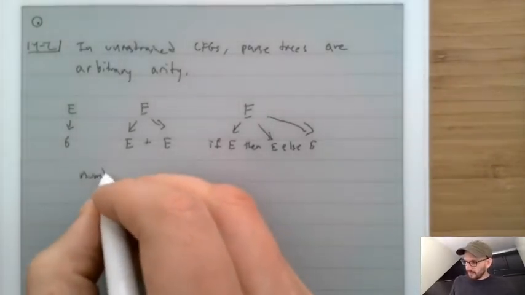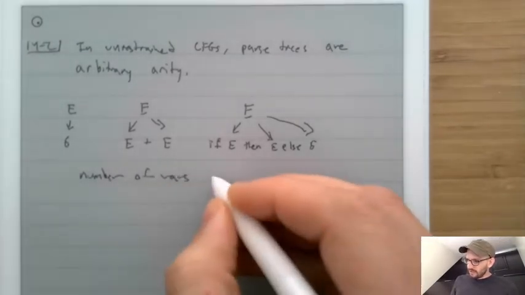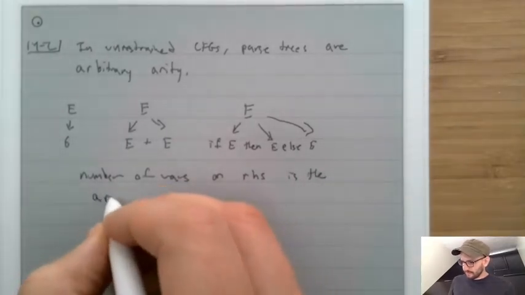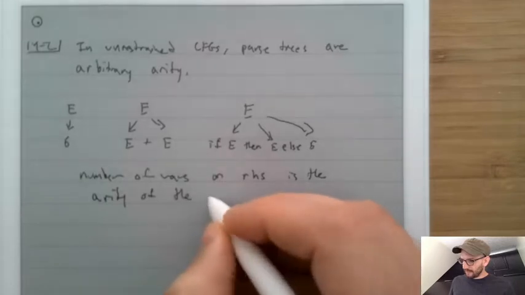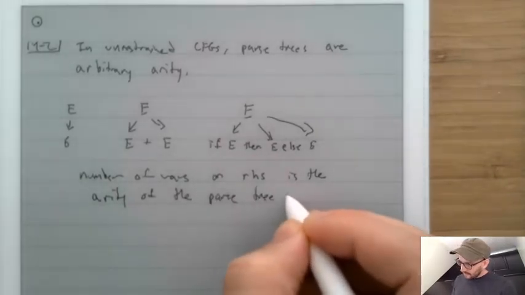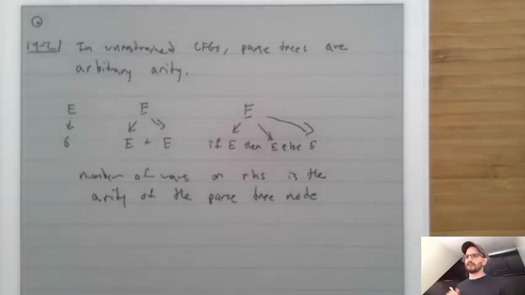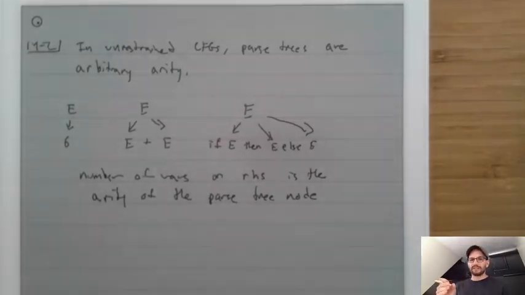So the number of variables on the right-hand side is the arity of the parse tree node. And this can be complicated for analyzing context-free grammars because we have to consider every different possibility of how many things are going to be on the right-hand side. Whenever we think about context-free grammars and want to analyze them, we have to think about how many variables occur inside of them. And so what we would like to do is simplify this to a much tighter form. That's what Chomsky normal form does.